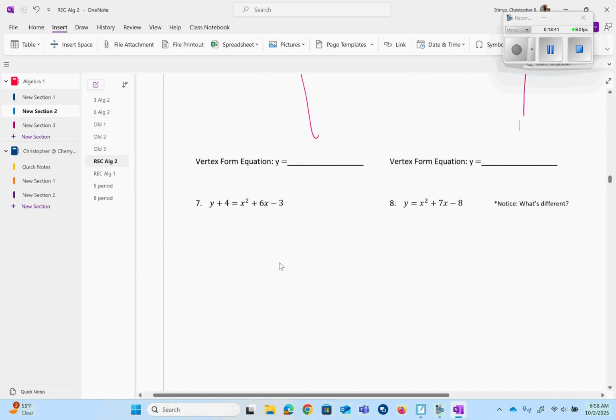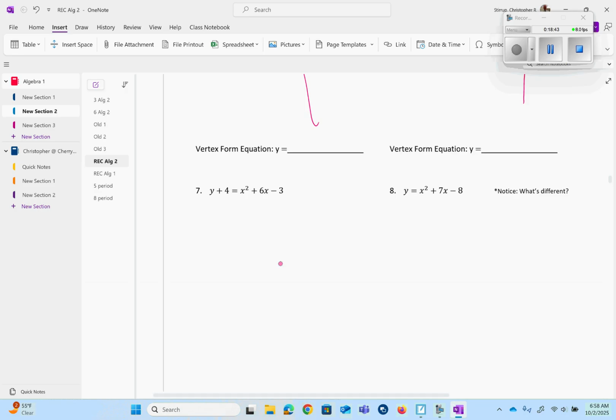All right, we want to make this in vertex form. So I'm going to move the 4 over by subtracting it first, and I'm going to leave the space. All right, and so this sign always is the same. Half of 6 is 3. 3 squared is 9. If I add 9, I also subtract 9. That's my perfect square, so that's going to give me negative 16.